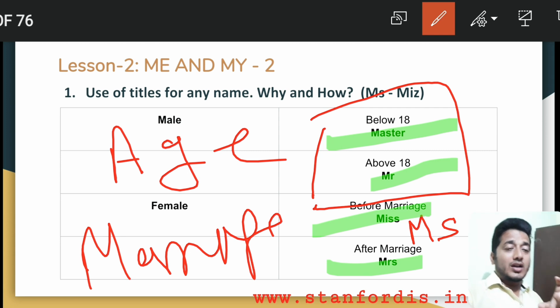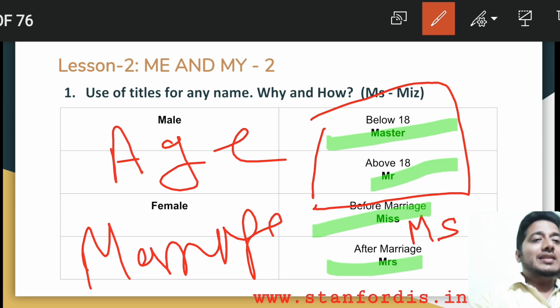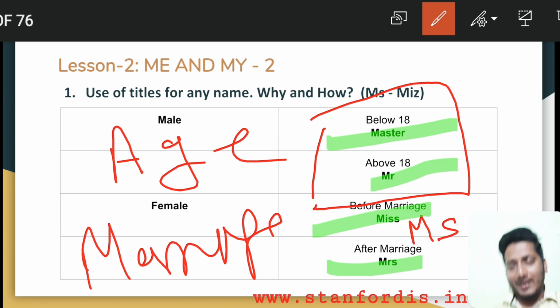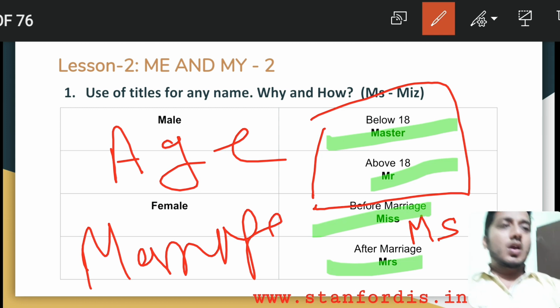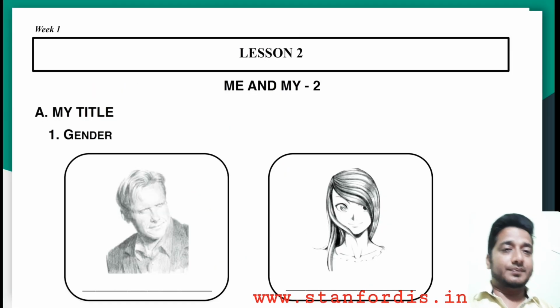But if you want a correct or proper title, then go with Miss and Mrs. if you know that the female is unmarried or married. If you are confused, go for Ms. I hope you understood this concept.